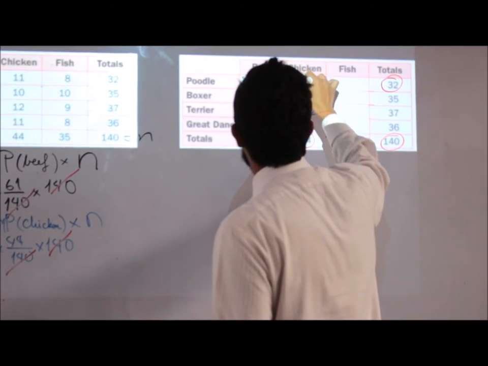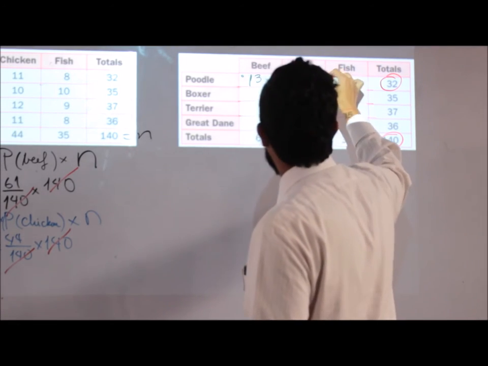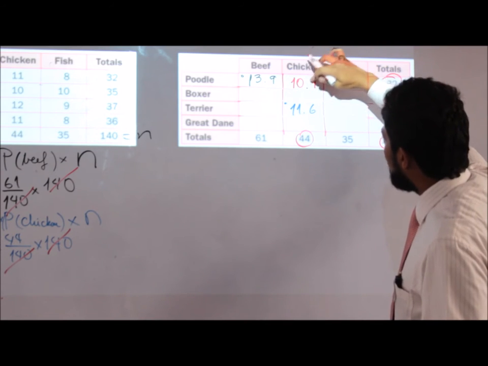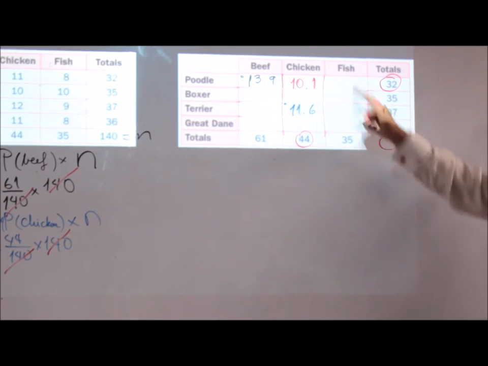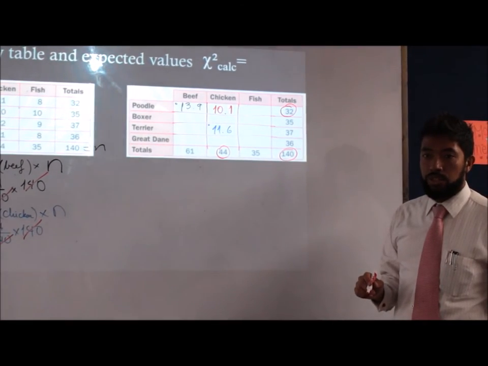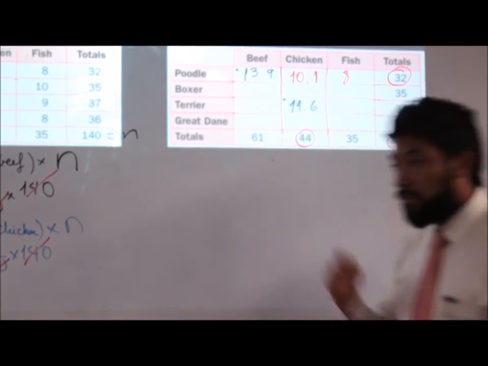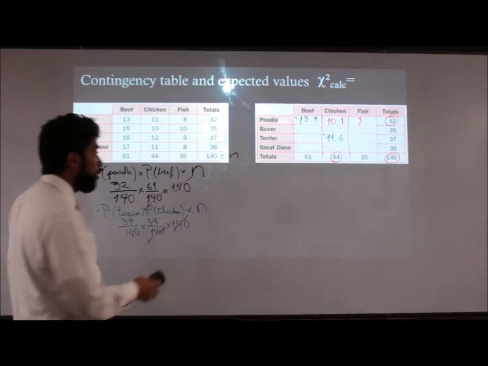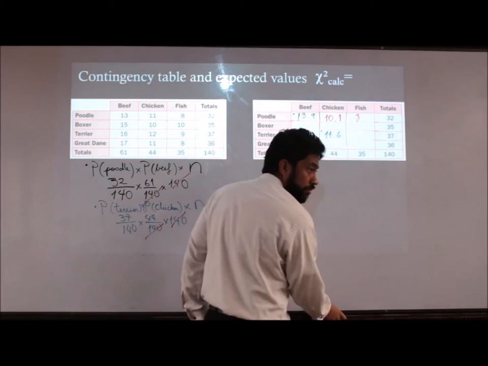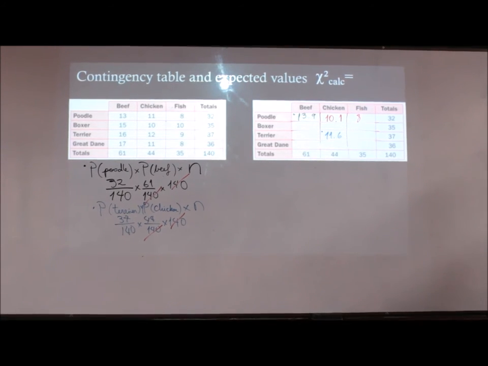10.1. Now, the next one, fish. 32 multiplied by 35 divided by 140. 8. Please complete the table. Complete the table. I'm going to erase the circles. We are going to complete the table and then you will proceed to record the numbers that we need.